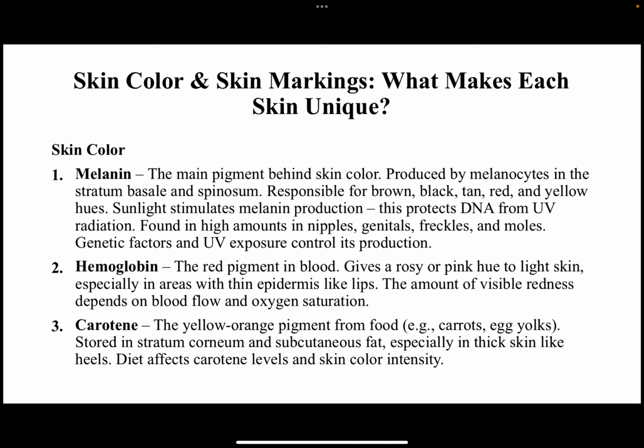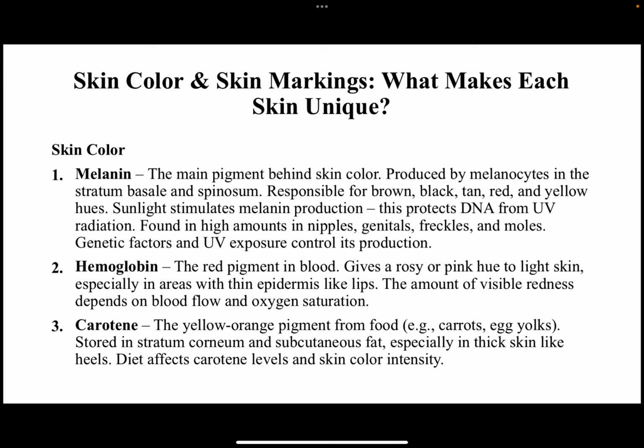Then we even have bilirubin. Bilirubin is also a pigment. Bilirubin is a byproduct of red blood cell breakdown. It's also a pigment, but bilirubin will make your skin appear yellow. So high levels of this bilirubin will cause jaundice. Your skin will become yellowish.